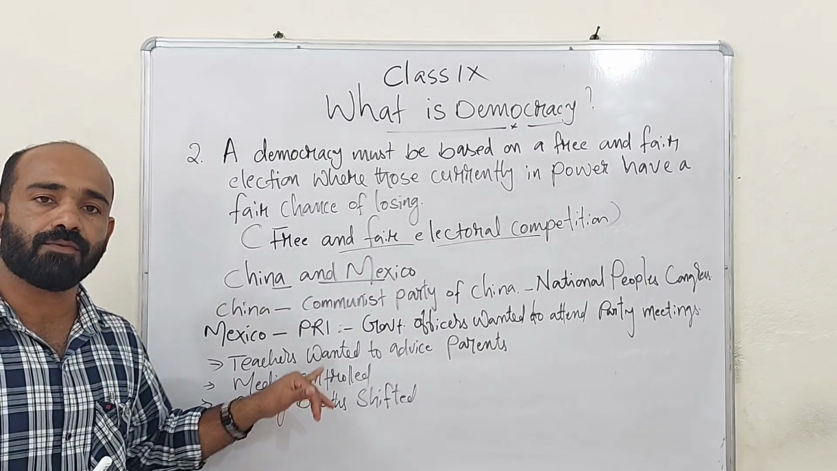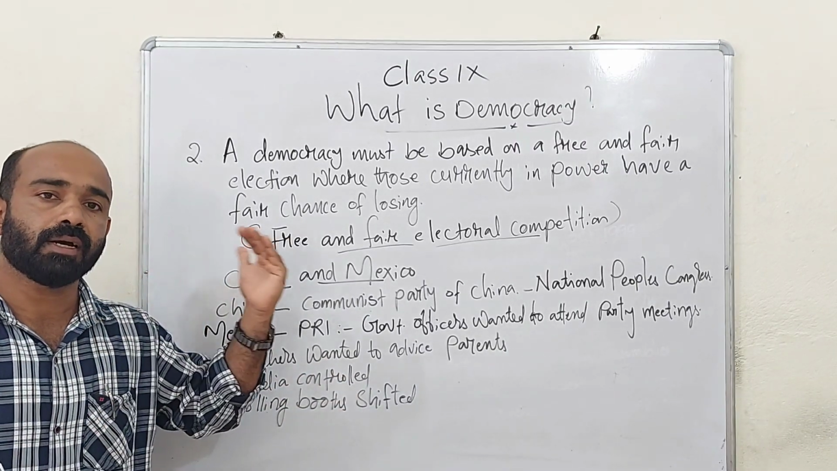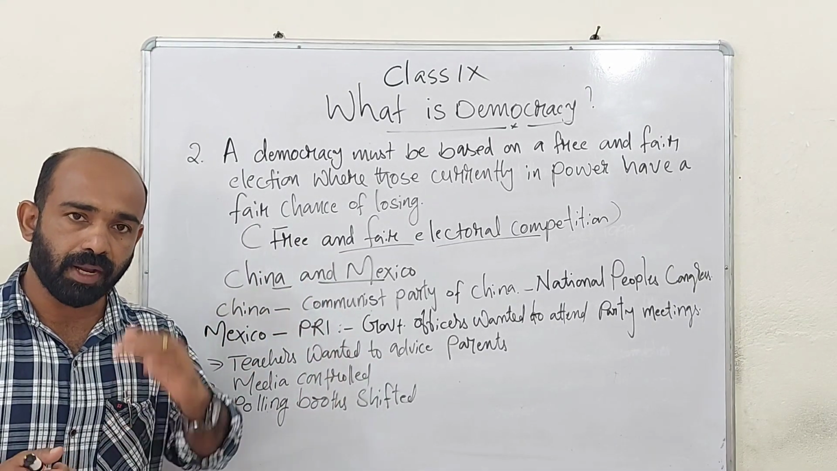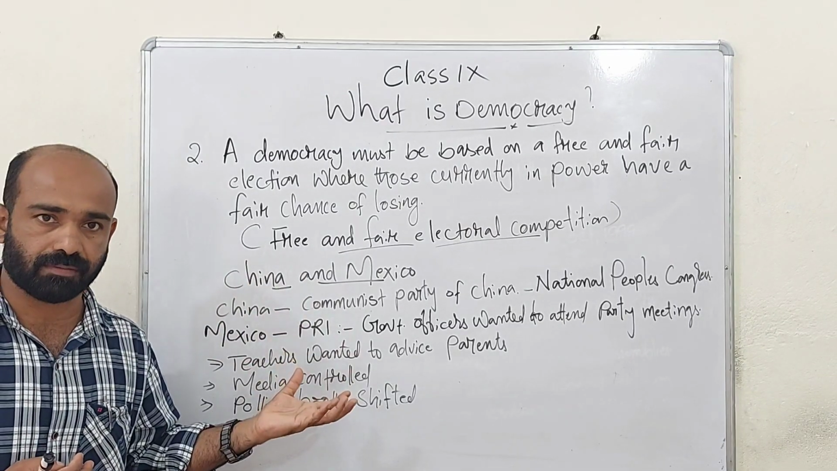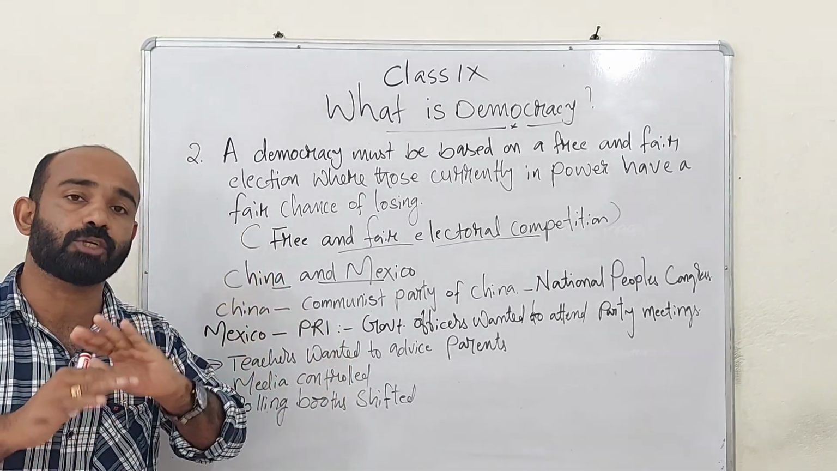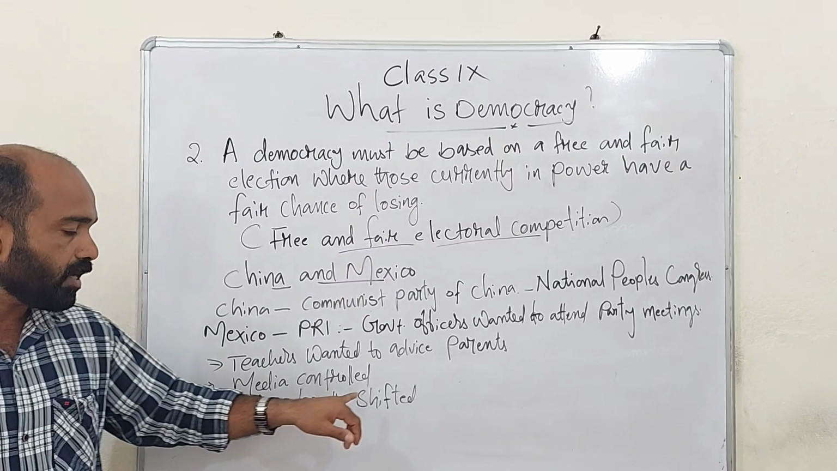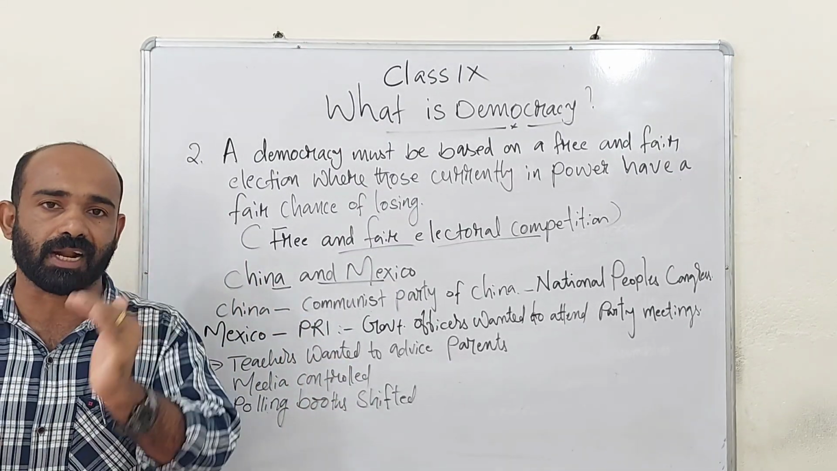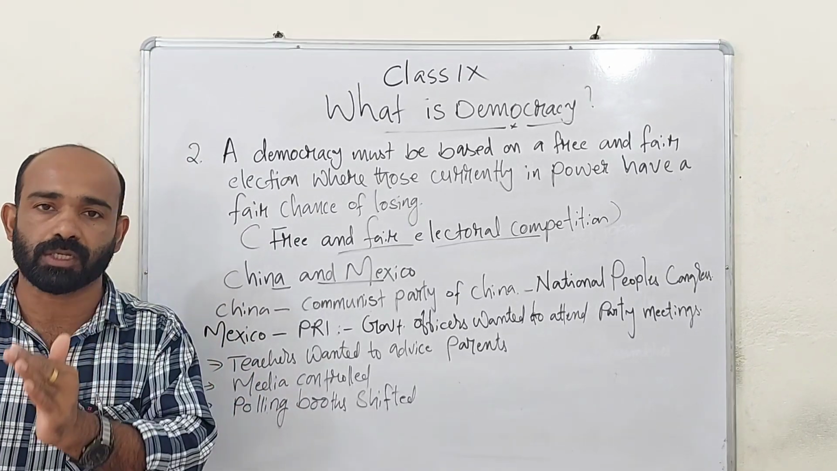And the media was also controlled. That means the media was not allowed to give negative reports about PRI. The media always had to highlight their activities. If the media found any negative activities or any fraud activities, they should not be reported. That means the media was controlled. And sometimes at the last moment, just before the election, the polling booth was shifted from one place to another.